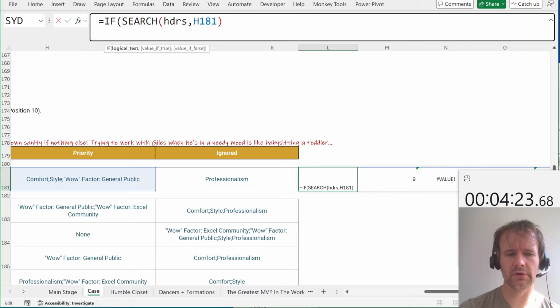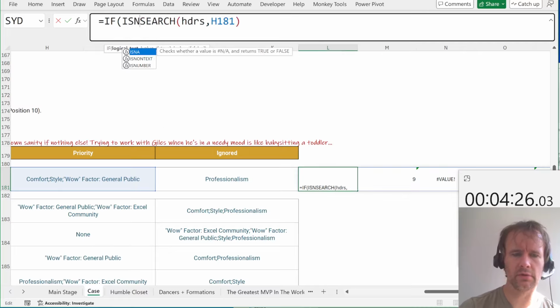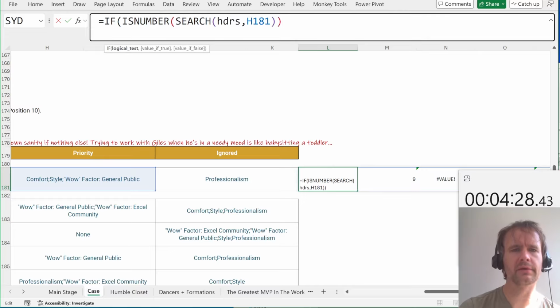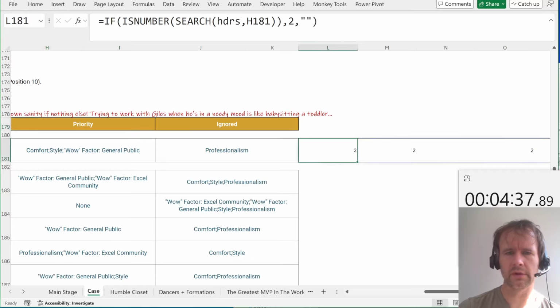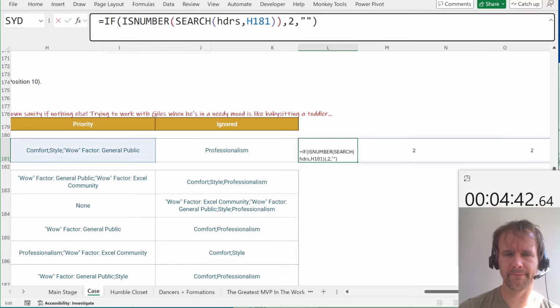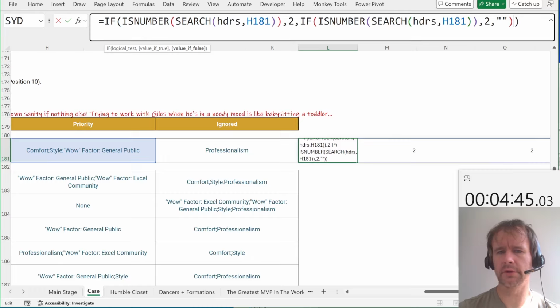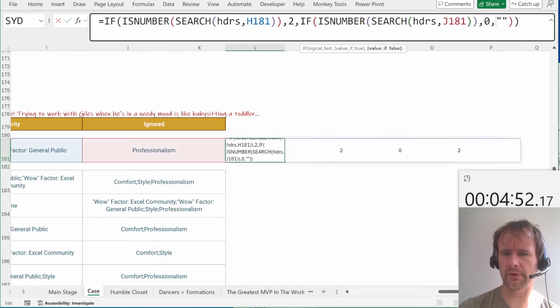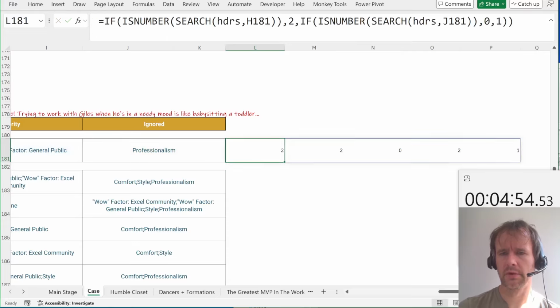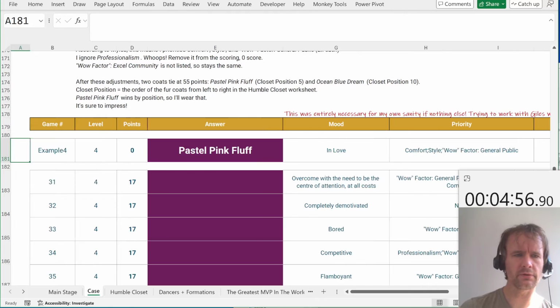So if is number, all that madness, then 2, otherwise blank. Good. Then, yeah. If is number search headers in this, then 0, otherwise blank. Sorry, now and at that point, otherwise 1. Okay. So sorry. Now what?